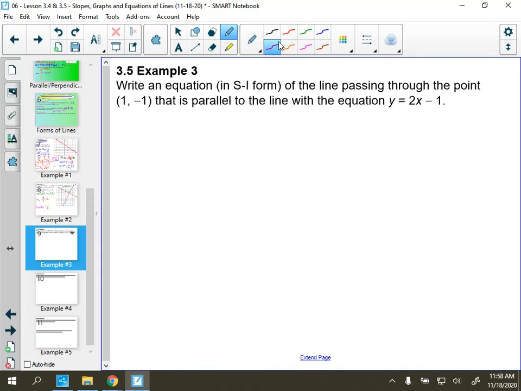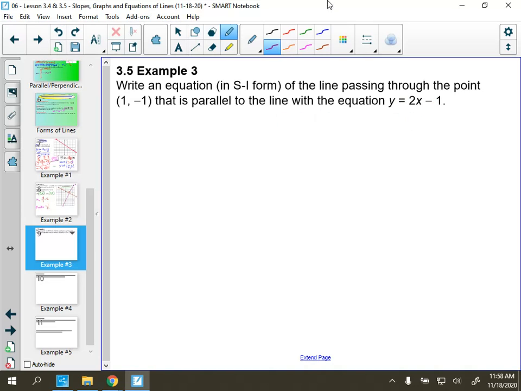These directions are very similar to the prerequisite skills. Write an equation, SI, stands for slope-intercept form, of the line that passes through this point and is parallel to this line. So that's not my line. I can't just copy this down. But my line is parallel to that line.